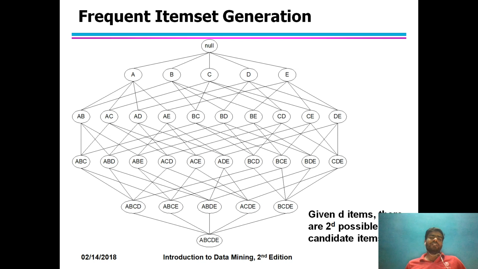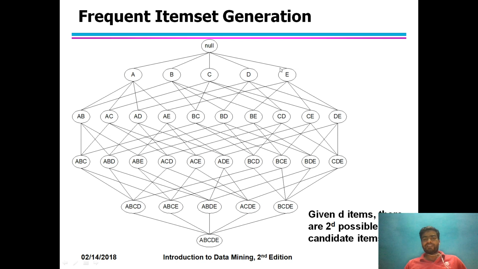Now take the item set A, B, C, D, E. First, A combining with B, C, D, E, you will get AB, AC, AD, and AE. Then B combined with C, D, E gives BC, BD, BE. We need to leave out A.